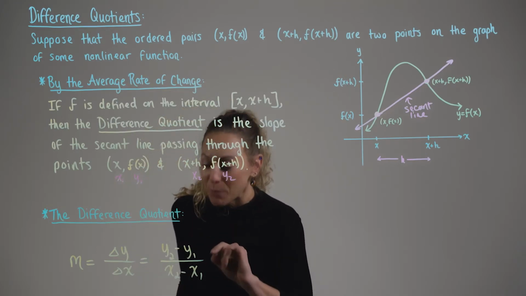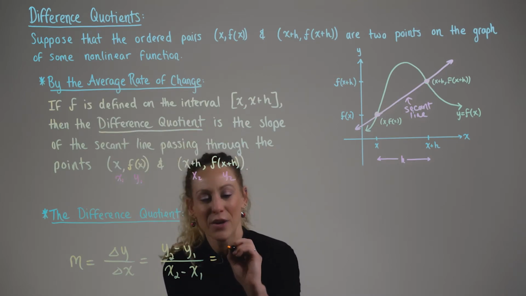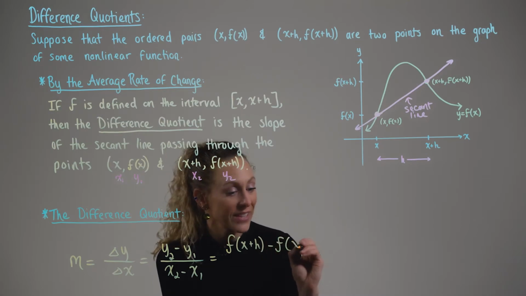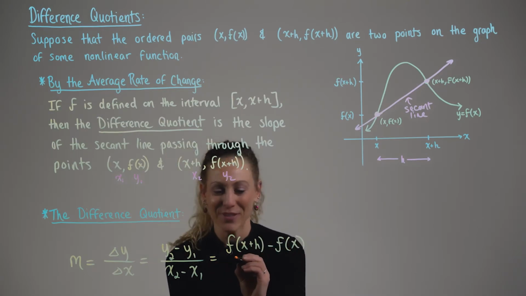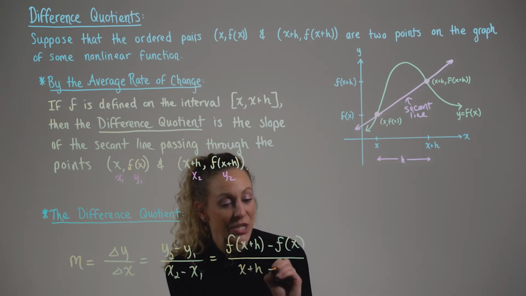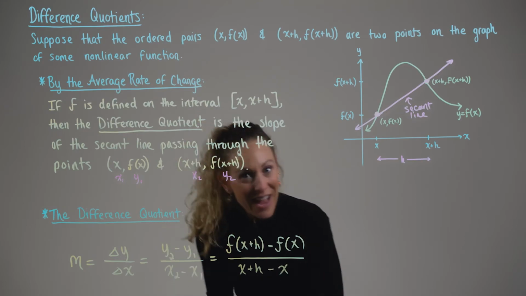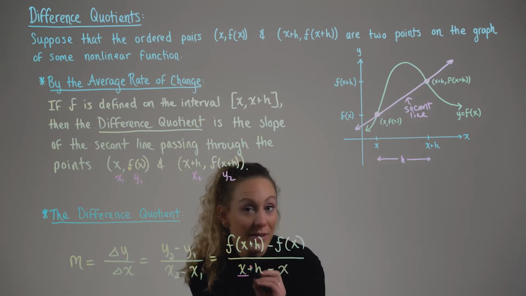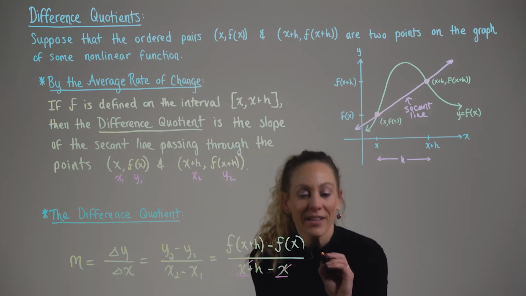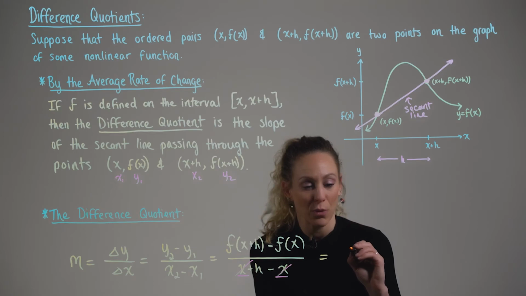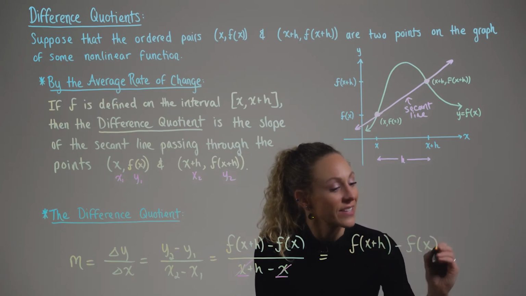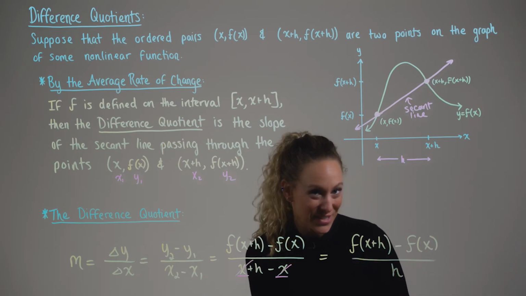So plugging these points into the slope formula, we have f(x + h) minus f(x), the change in the y values, all divided by the change in x, which will be x plus h minus x. And notice here we have 2 like terms, positive x, negative x. These terms will cancel each other out, leaving us with our simplified difference quotient, f(x + h) minus f(x), all divided by h.